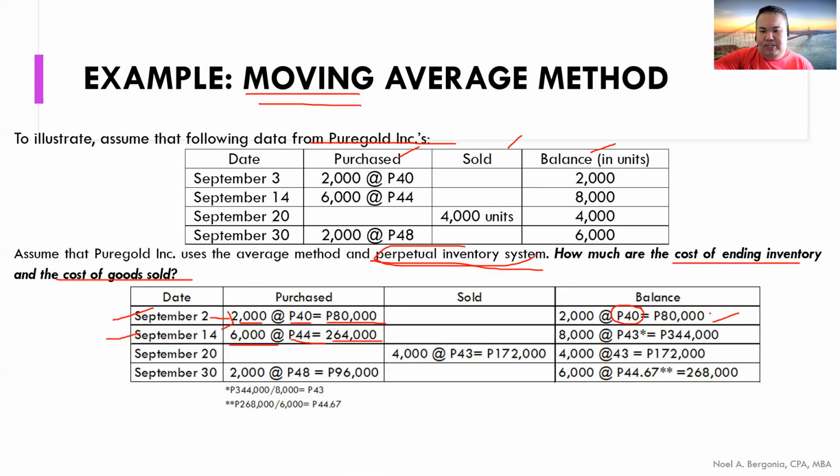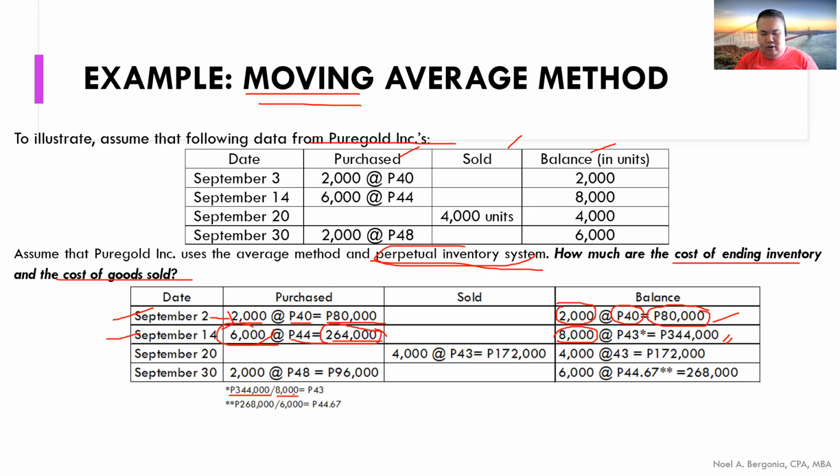Since that is also a purchase, we take the 80,000 balance as of September 2 plus the 264,000 total purchased on September 14, for a total of 344,000. And how many units is that? You have 2,000 in the balance as of September 2, then you bought 6,000, so that is a total of 8,000 units. Since this is moving average, and as I mentioned earlier, every time we compute the average unit price, we need to compute the moving average price as of September 14. How do we compute that? The 344,000 total balance divided by the 8,000 units.